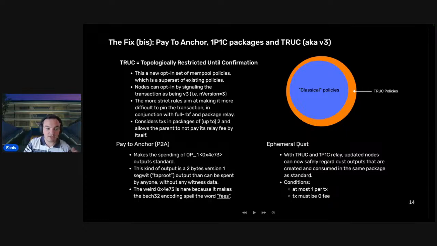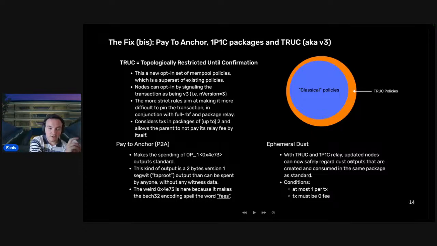And then the last thing that was brought this time in version 29, so last week, is what we call ephemeral dust. It builds on transaction V3, so TRUC, and pay to anchor. What we have now with version 3 transactions is that we can consider packages of 2 transactions. And we have a new way to spend outputs called pay to anchor. So it can spend very specific outputs. And now we can, no, sorry, forget about the pay to anchor stuff. It has nothing really to do with ephemeral dust.